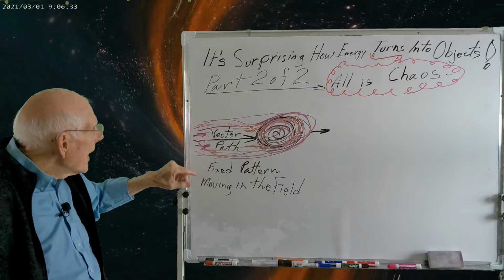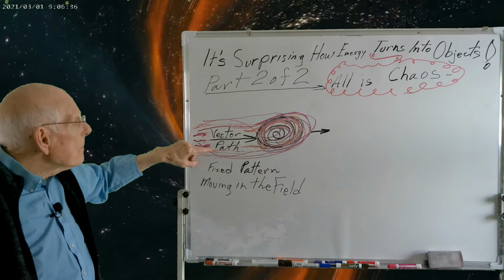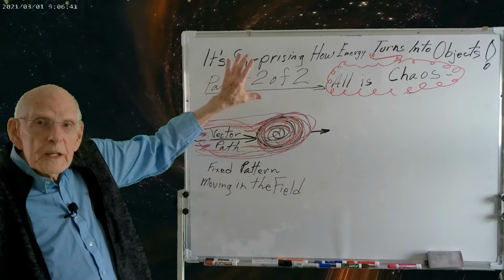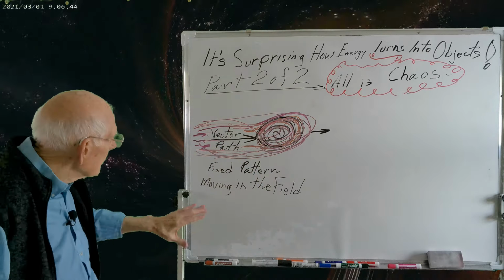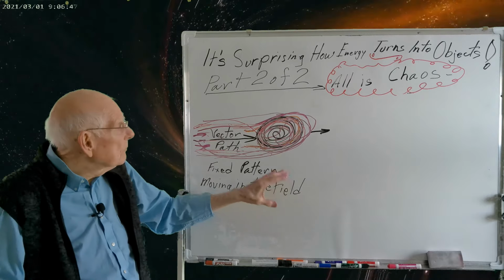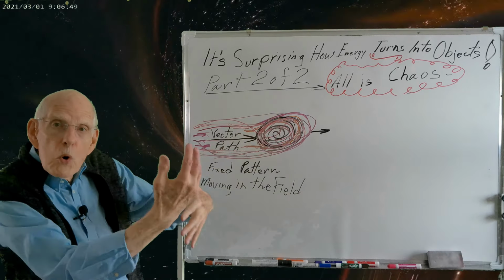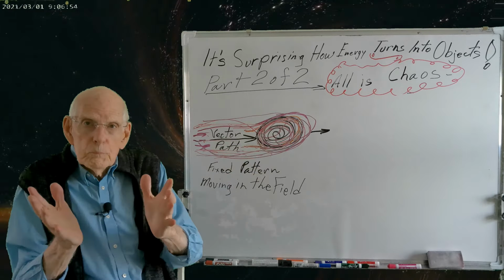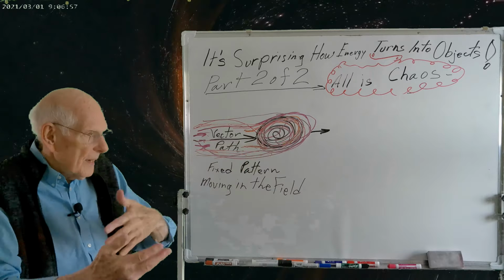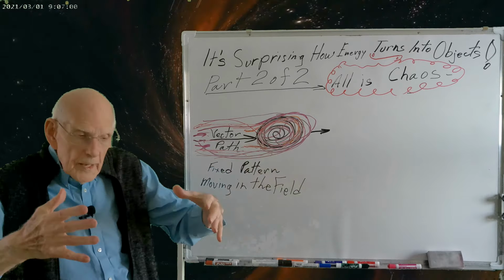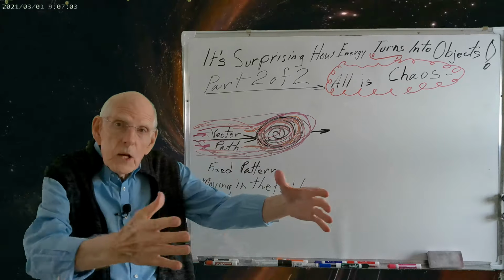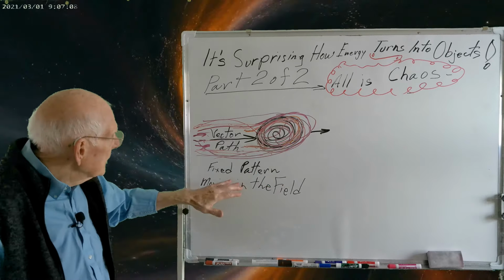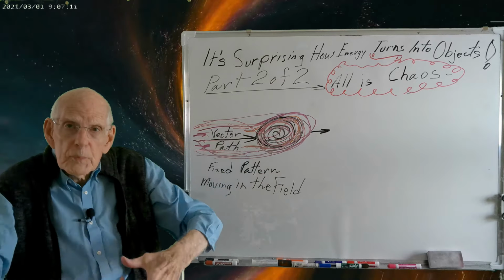The pattern has a vector or a path that it's following based upon the field and all of the interaction that's in the field. So it's moving in the field. The fixed pattern is moving in a field. Now that should be pretty easy to get. You can think of it as a water spout that is fixed, moving in the ocean, or something like that. But it is a fixed pattern, has a certain shape to it.